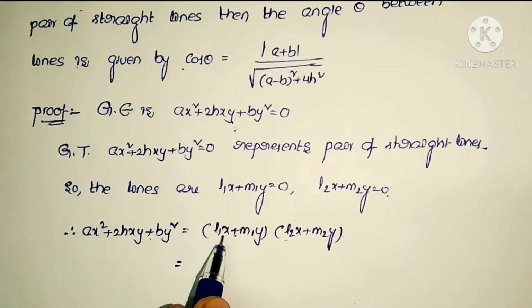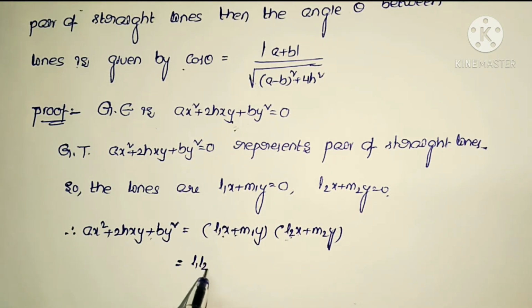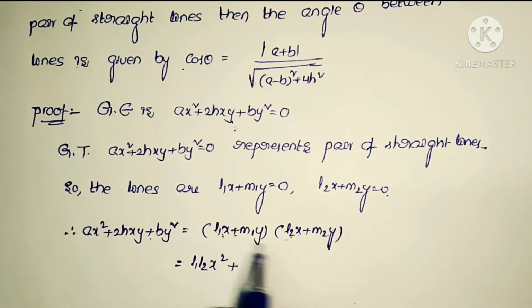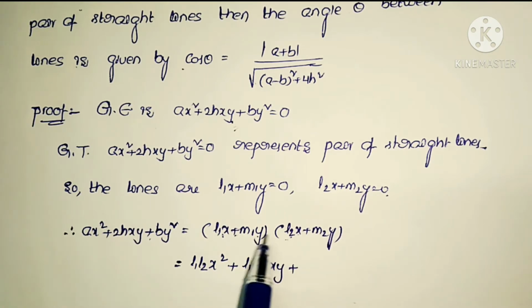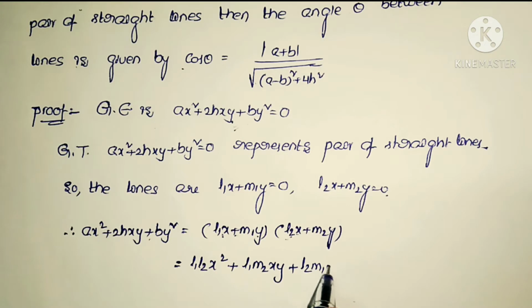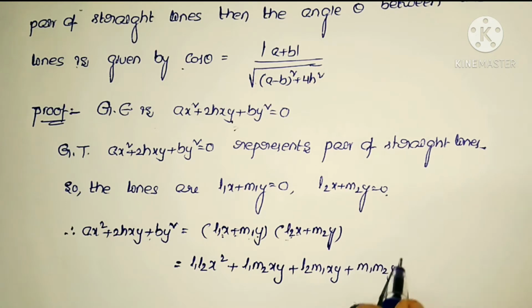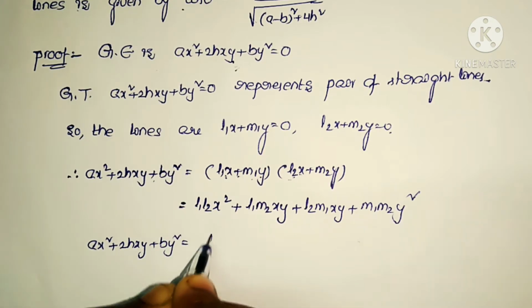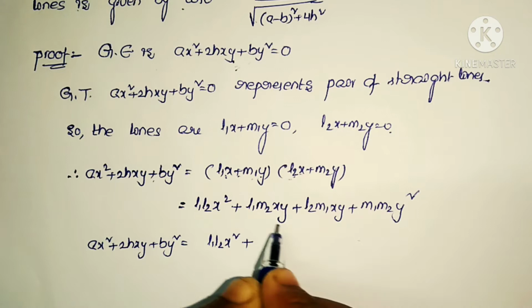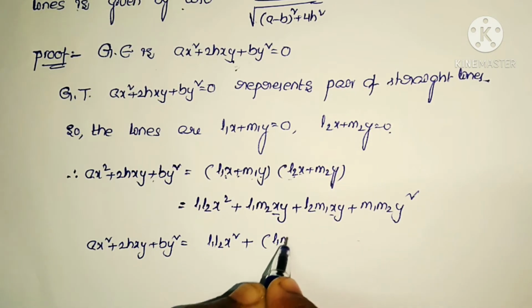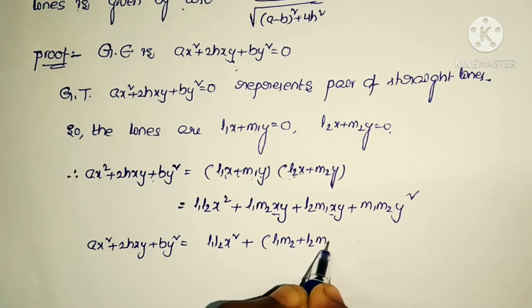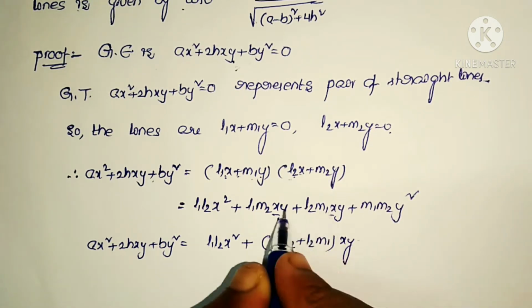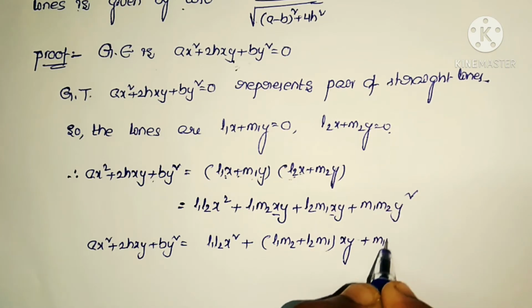Now taking the product here: l1x into l2x, that is l1l2x², plus l1x into m2y, l1m2xy, plus m1y into l2x, l2m1xy, plus m1y into m2y, m1m2y². Therefore ax² + 2hxy + by² = l1l2x² + (l1m2 + l2m1)xy + m1m2y², taking xy common from the second and third terms.